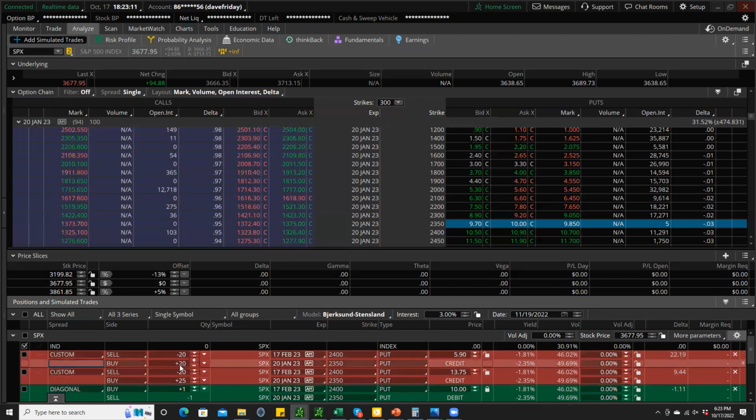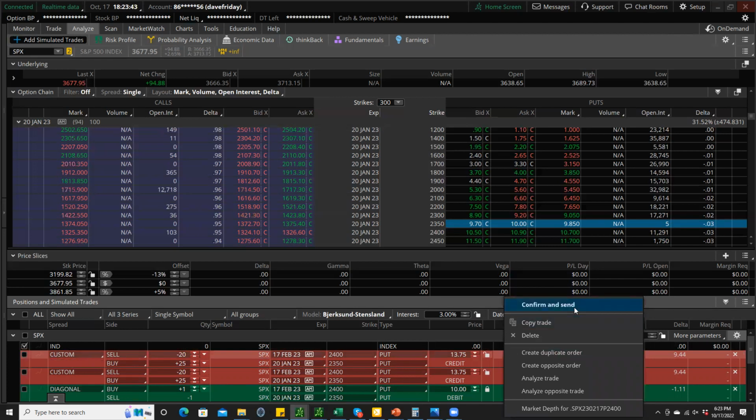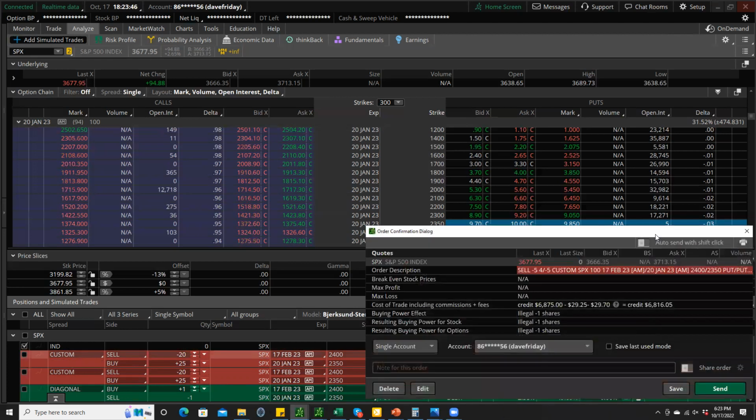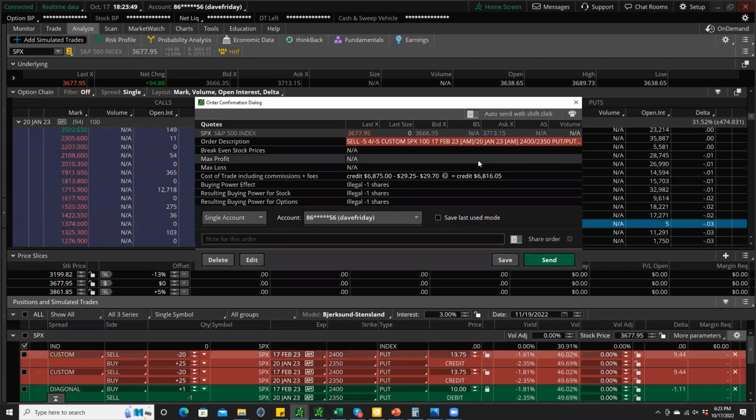And we're going to change that from 20. Remember, we want to buy 25 of these. 2, 3, 4, 5. It does the math, and it tells us it's a $13.75 credit. That's because there is a ratio difference here between selling 20 and buying 25. So it's not $5, it's $13.75.